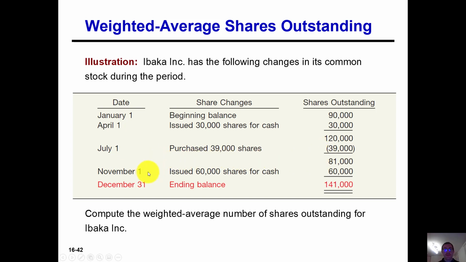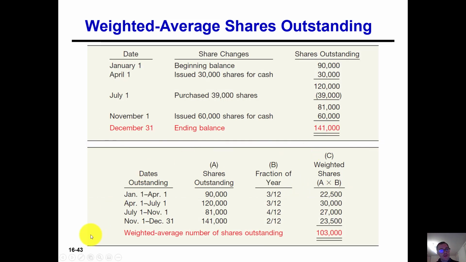And then on November 1st, they issue more stock for cash again. And they end up at 141. So using this information, we're going to compute the weighted average number of shares outstanding for Ibaka Incorporated. And here is how we do it. You're going to want to make a little chart like the one here at the bottom.